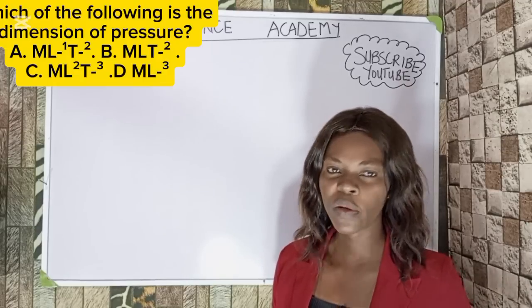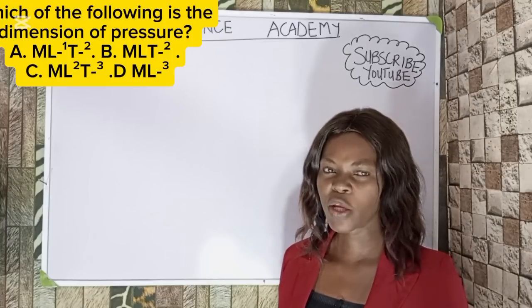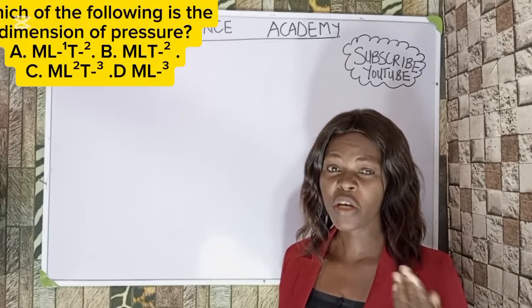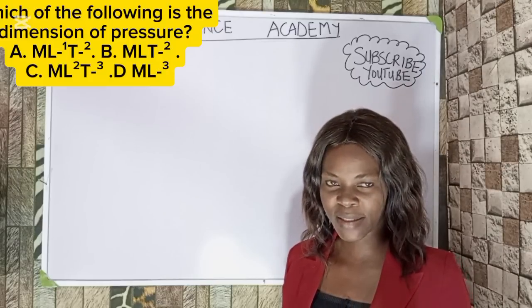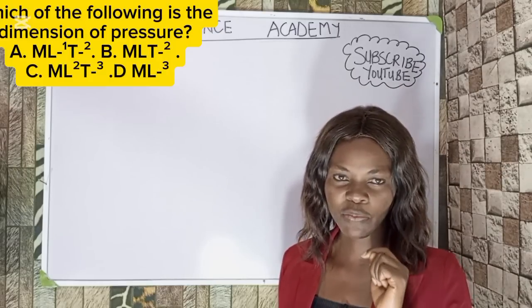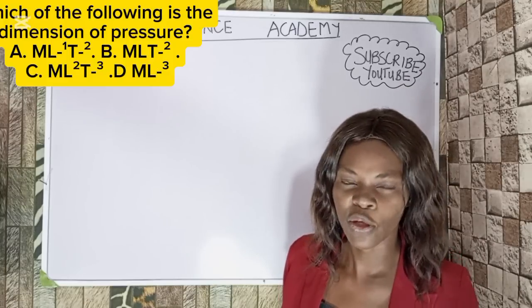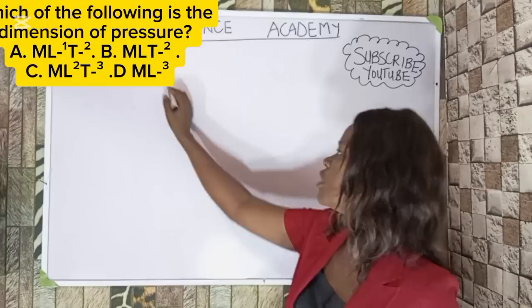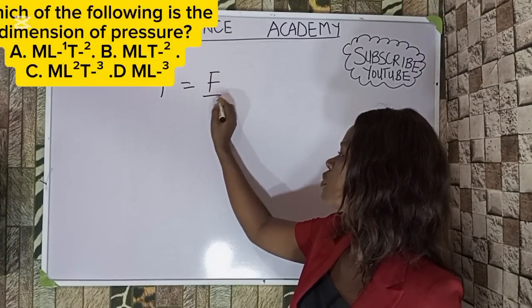Now, even if you don't know what pressure is, you don't need to be scared. What is pressure? How do I get the dimension of this pressure? You don't even need to cram the formula for pressure to be able to remember it. One thing that you must note about pressure is this: what is the definition of pressure? How can we define it? So let's go. Pressure P is equal to force over what?